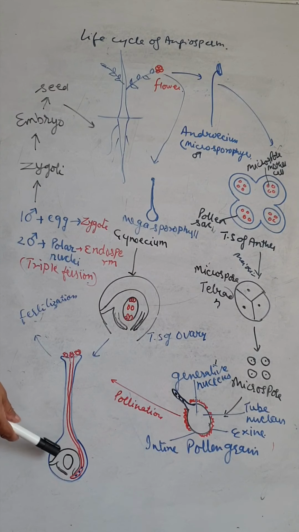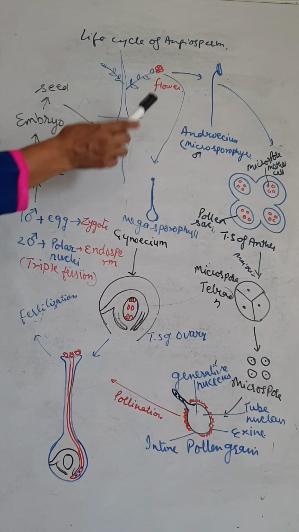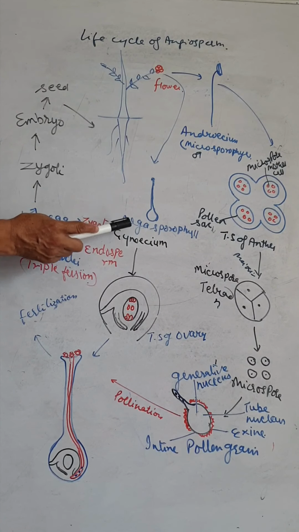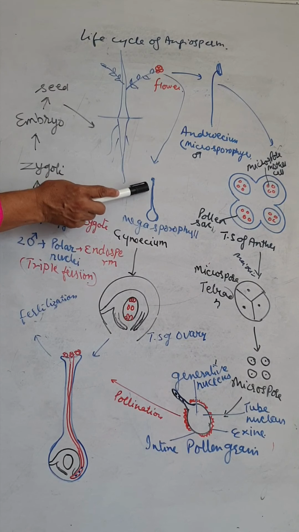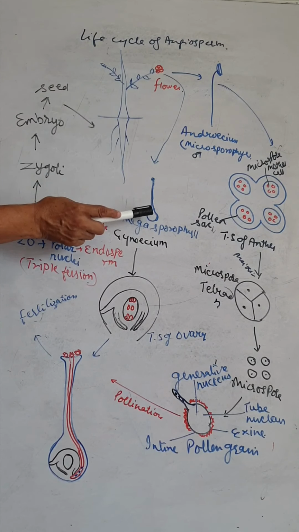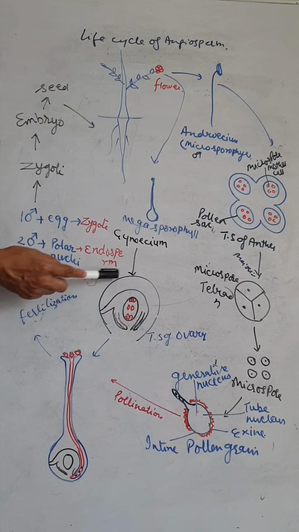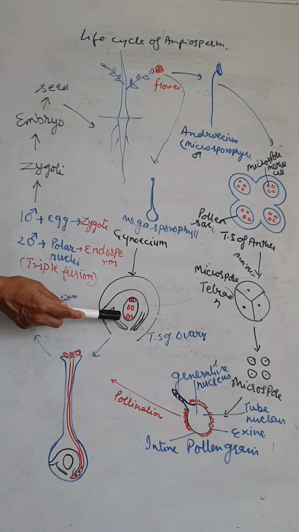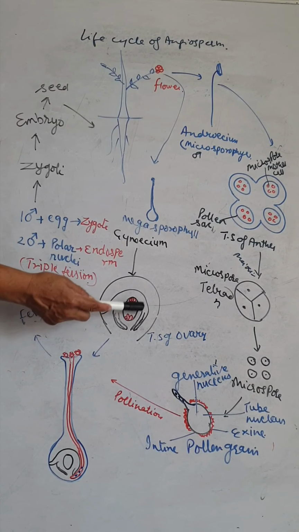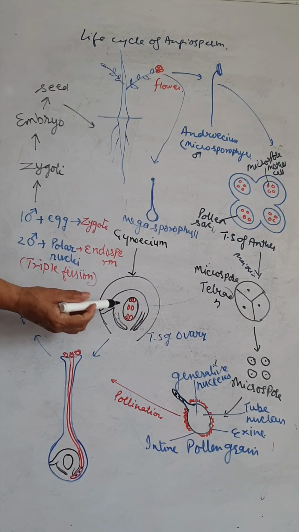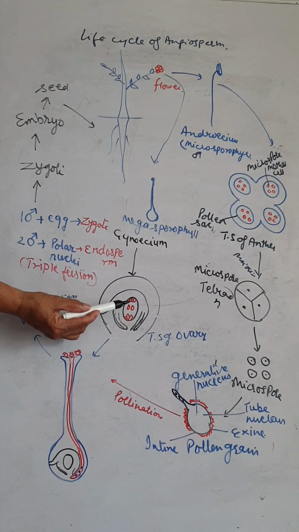Before describing the further process, we have to see the female reproductive part. The female reproductive part is the megasporophyll, or the gynoecium. Stigma, style and ovary are there. Inside the ovary, when we cut it, the TS of ovary looks like this. This is the ovary, integument, ovule and the embryo sac. The embryo sac consists of 8 nuclei: 3 antipodal cells, 2 polar nuclei, 1 egg cell and 2 synergids. And this opening is the micropyle.